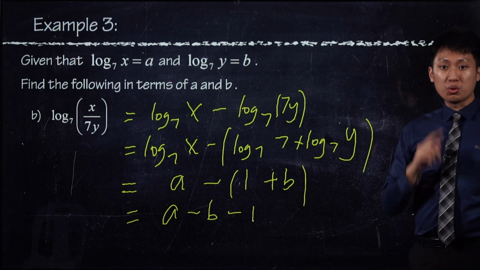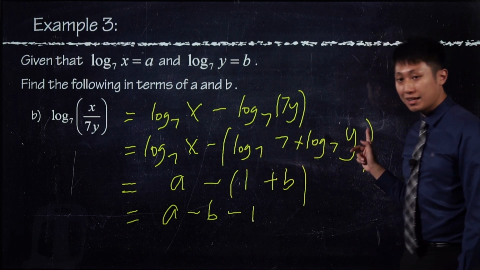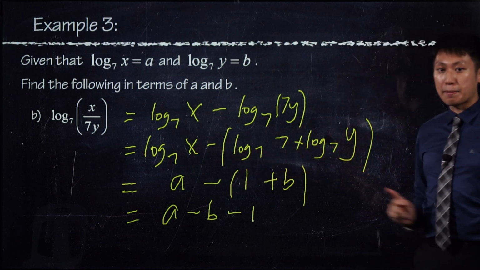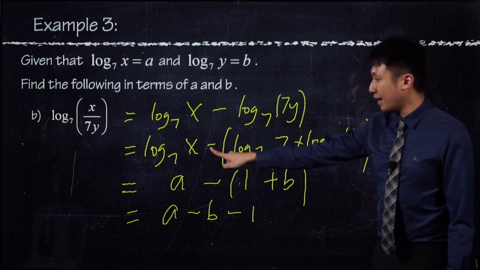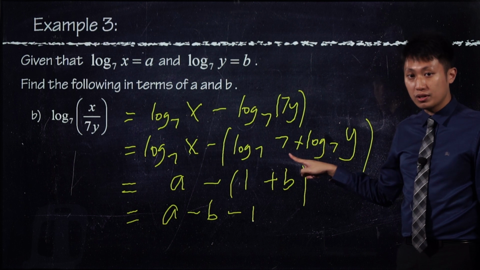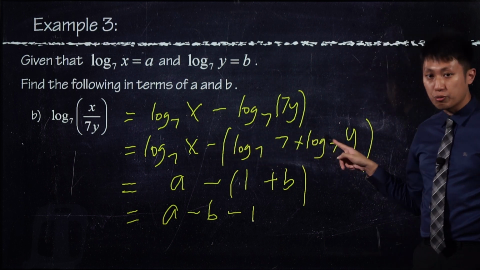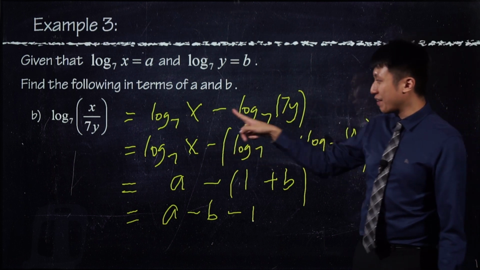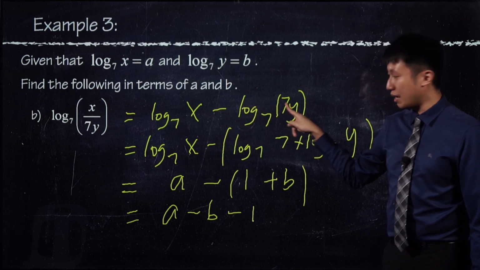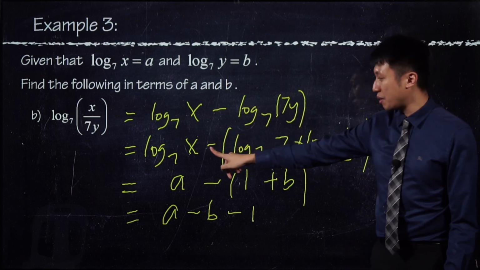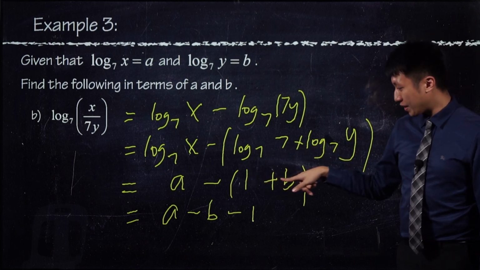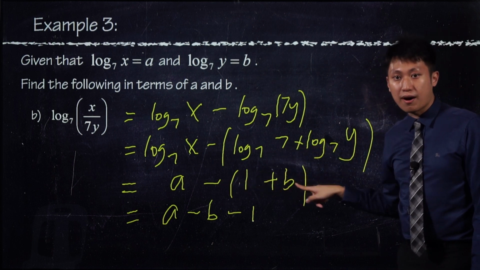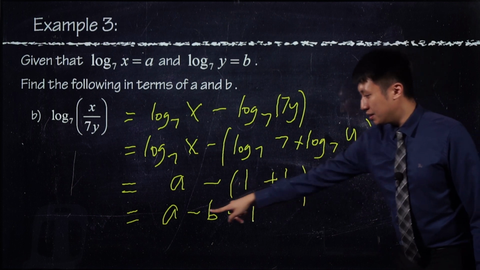Okay. A lot of you will always forget to write the bracket. If you don't write the bracket, what will happen? If you don't write this bracket, then negative applies to this one only. It does not apply to this one, which is wrong. Okay? So whenever you have minus and log here can be expanded, you have to remember to write a bracket so that you won't make a mistake for this part. Okay? So this one is minus b, then minus 1.